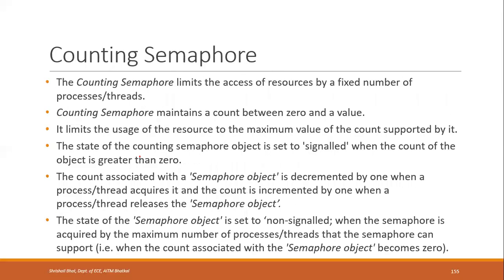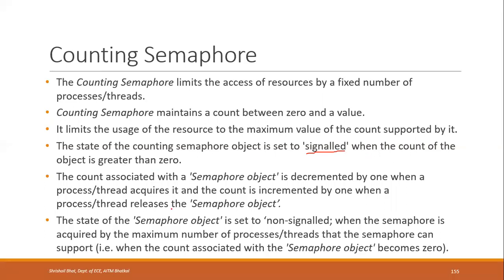So first we will see the example of counting semaphore. Counting semaphore limits the access of resources by a fixed number of processes or threads. To do this, it maintains a count between 0 and a particular value. It limits the usage of the resource to the maximum value of the count supported by it. The state of the counting semaphore object is set to signaled when the count of the object is greater than 0. So whenever the count of the object is greater than 0, the state of the semaphore object will become signaled.